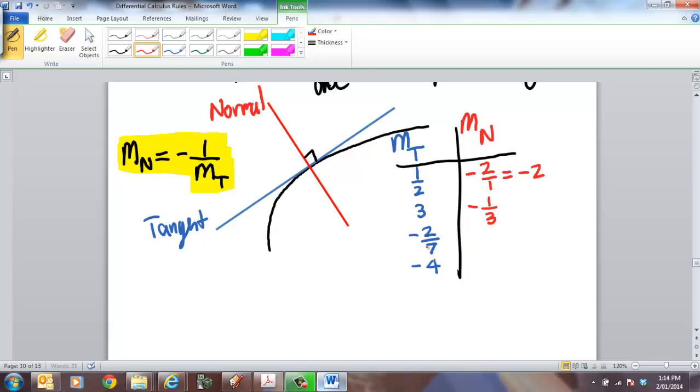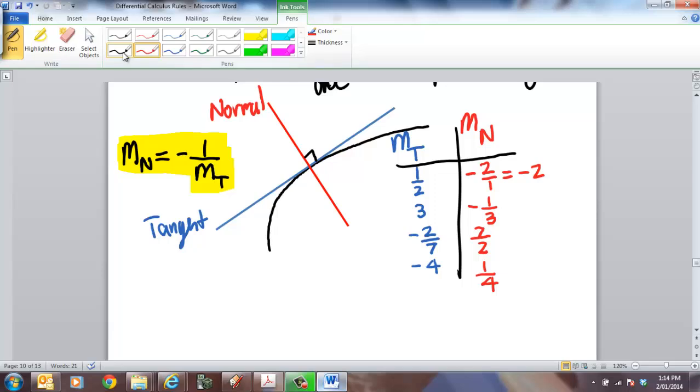If the slope of my tangent is 2 over 7, then I invert it and that becomes 7 on 2, positive. If I've got a slope of my tangent of negative 4, then that will become 1 over 4, positive. I think you get the idea. If you do have troubles with that, make sure you talk to me in class about that.